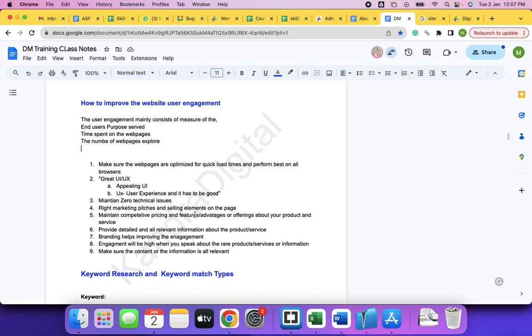Again, the same applies: you have scored 100 out of 100 in five subjects and failed in one subject, and still you are not promoted to the next class. The same happens here with regard to user interface, user experience, marketing and selling elements, and product features or product information. Maintain zero technical issues. It's not just about the load time. Sometimes the payment APIs are not configured properly and you are not able to make the payments. That's also a technical issue. Any technical issue can come up on the website.